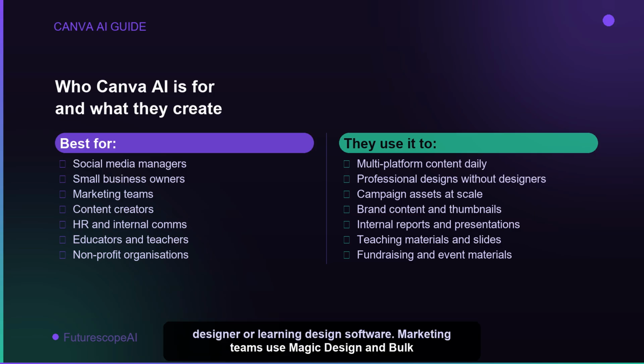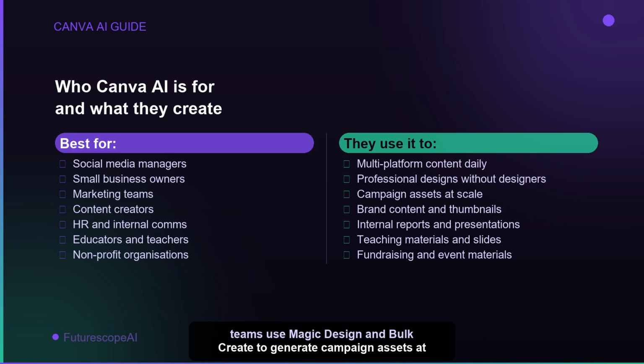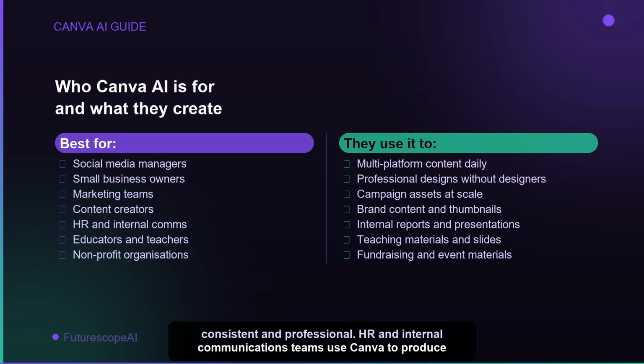Marketing teams use Magic Design and Bulk Create to generate campaign assets at a pace that traditional design workflows cannot match. Content creators use Canva for thumbnails, social posts, and branded templates that make their output look consistent and professional. HR and internal communications teams use Canva to produce internal presentations, policy documents, and team announcements. Educators use Canva to create teaching materials, worksheets, and slide decks quickly and without design training.